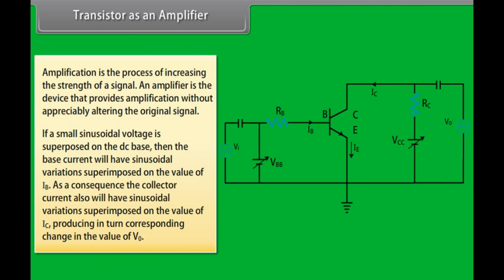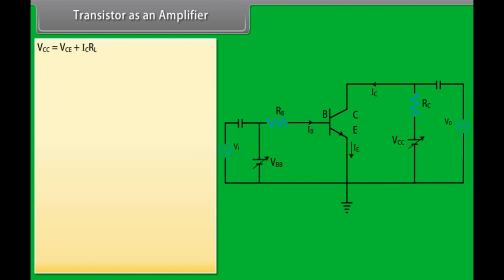If a small sinusoidal voltage is superposed on the DC base voltage, then the base current will have sinusoidal variations superimposed on the value of IB. As a consequence, the collector current also will have sinusoidal variations superimposed on the value of IC, producing in turn a corresponding change in the value of V0. VCC is equal to VCE plus IC RL.